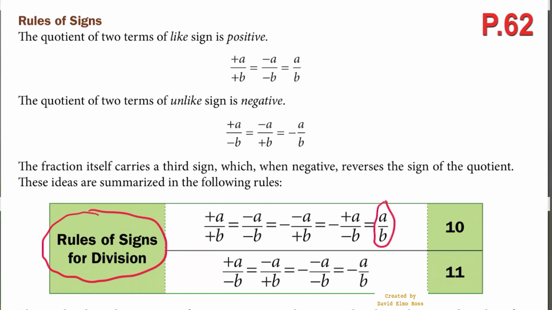This is a summary of the rules of signs for division. If we want a positive result, we have to divide a positive by a positive, a negative by a negative, or have the negative of a negative over a positive, or the negative of a positive over a negative. To get a negative result, we have to have a positive divided by a negative, a negative divided by a positive, or the negative of a negative over a negative.